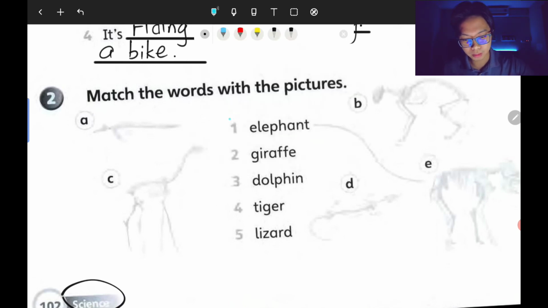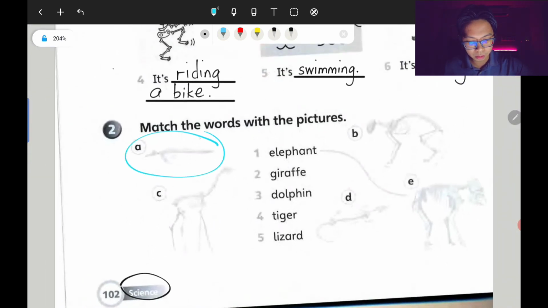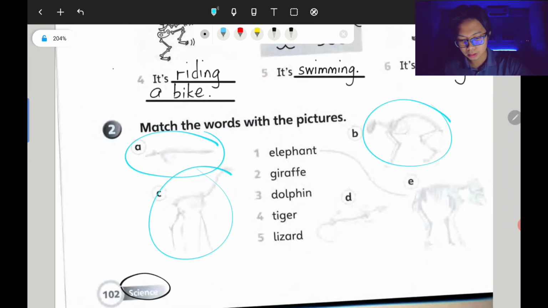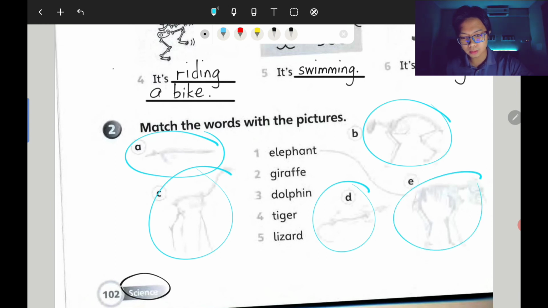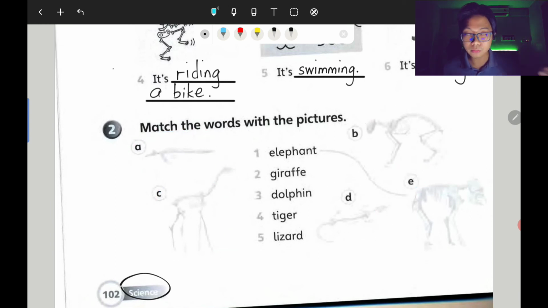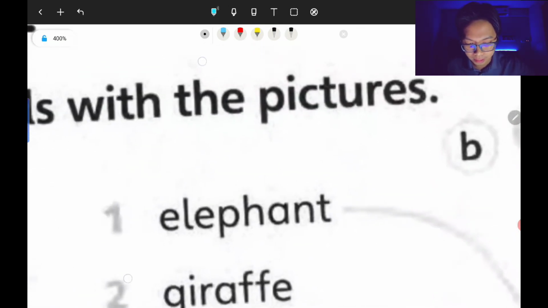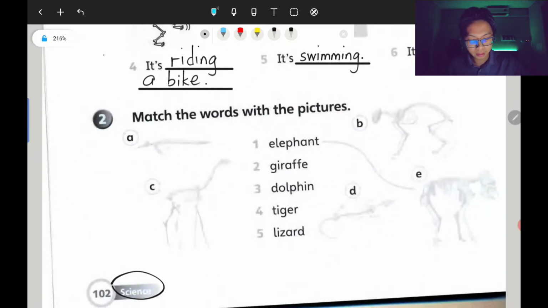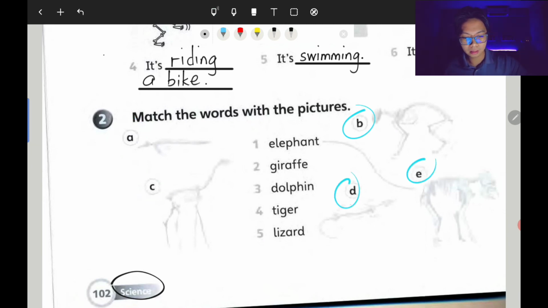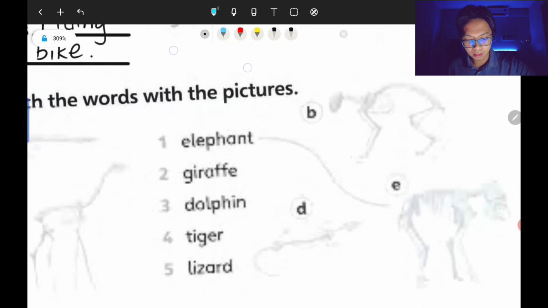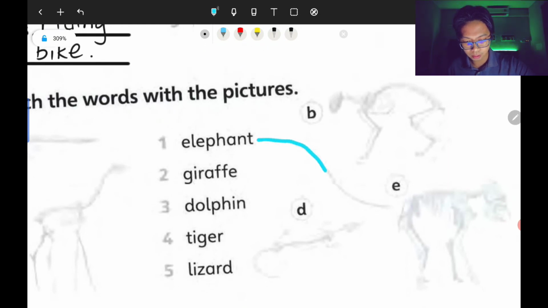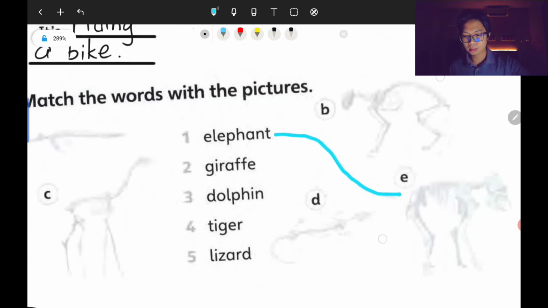Okay. For example, number 1, elephant. Look at the pictures. Ada 5 gambar di sini. Which one is the skeleton of an elephant? Okay. Tulang seekor gajah, elephant. Which one? Is it A, B, C, D, E? Dia sudah bagi jawapan sudah. Actually, this one, E.